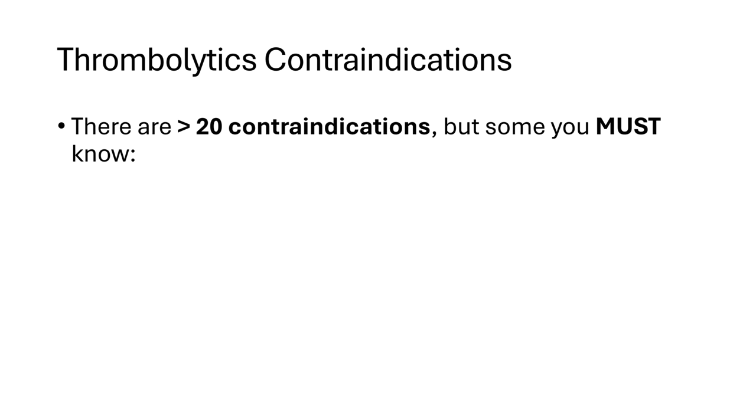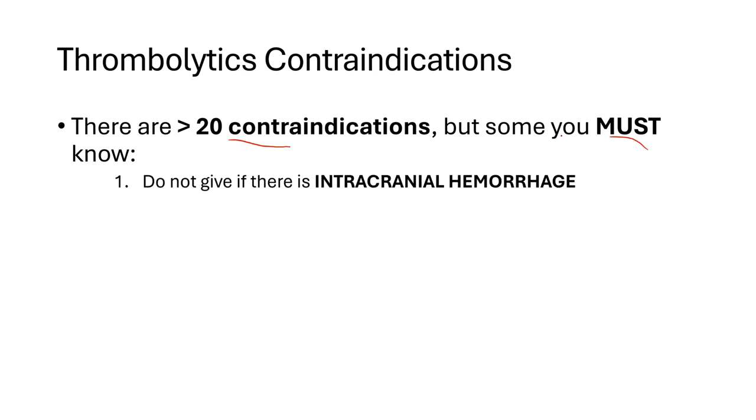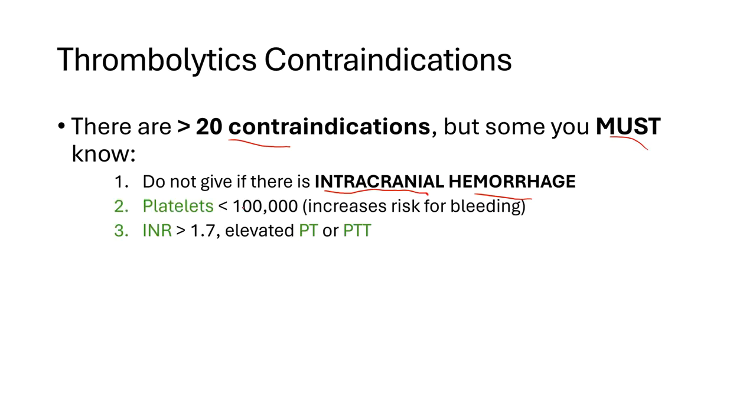Now, there are a large multitude of thrombolytic contraindications. There's greater than 20 of them, but some of them you must know. So let's start with the most obvious one. Do not give thrombolytics if someone has evidence of intracranial hemorrhage. If the CT head without contrast shows a bleed, there's no reason to give thrombolytics because that can worsen the bleeding. We don't give if there's platelets less than 100,000, INR greater than 1.7, elevated PT or PTT.